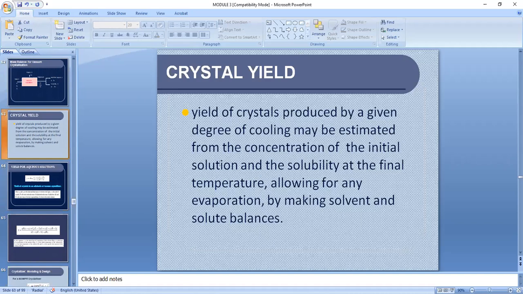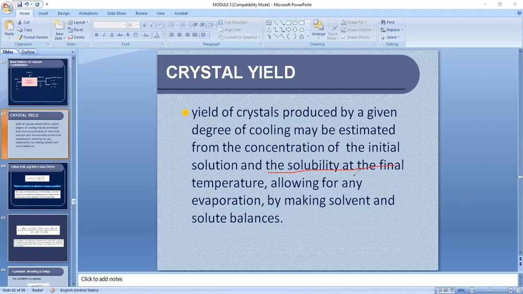It says here, the given degree of cooling by estimating the concentration of the initial concentration solution, and it's in here. The solubility at the final temperature. So if it does not give you the phrase or does not contain the phrase, the final concentration, the C sub 2 is actually taken from this phrase here. The solubility at the final temperature, that is your final concentration.